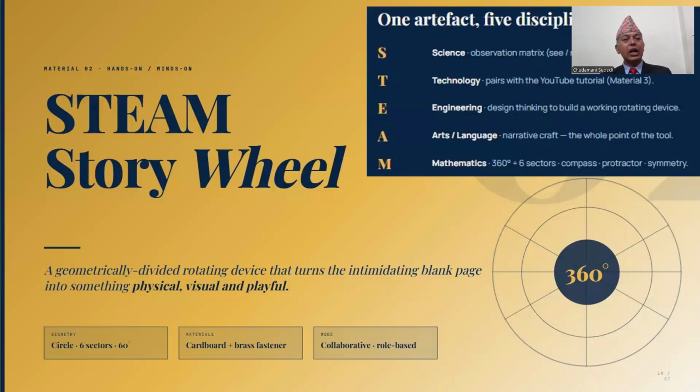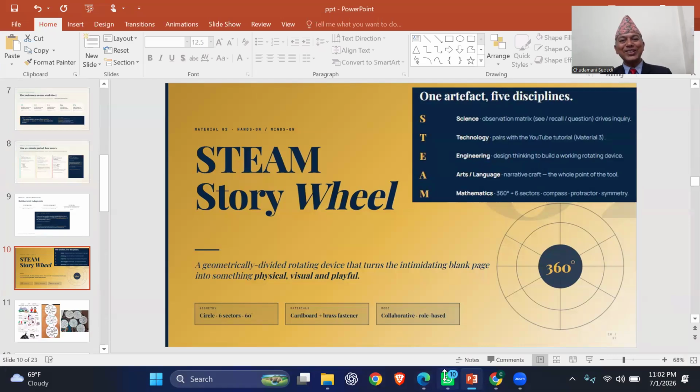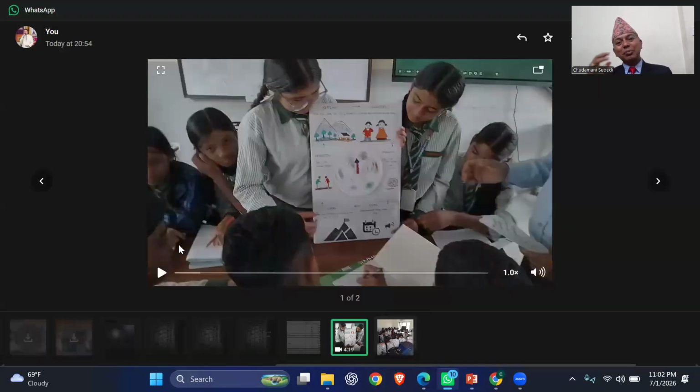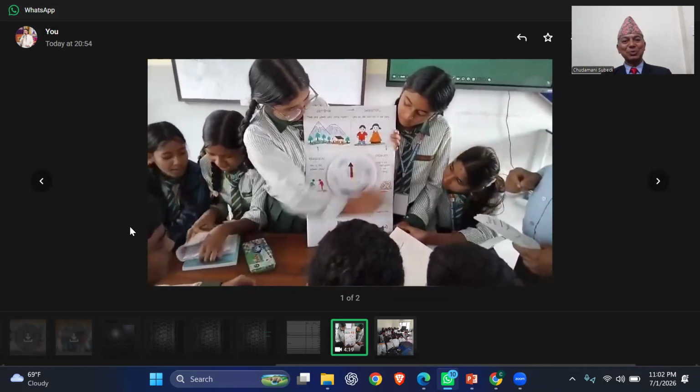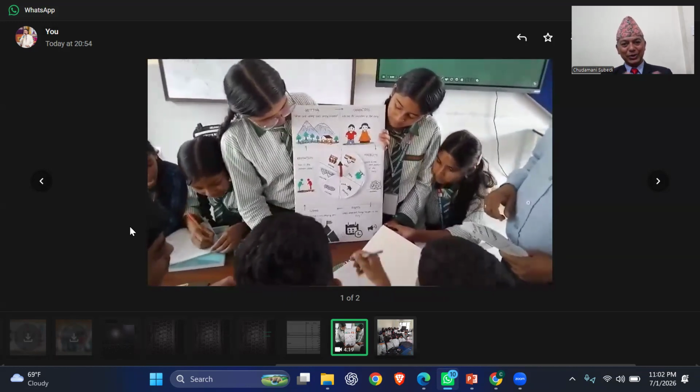The STEM story wheel, a geometrically divided rotating device that turns the intimidating blank page into something physical, visual, and playful. Circle, six sectors of 60 degrees, cardboard plus brass fastener, collaborative, role based. Let's see the STEAM story wheel, which I have developed. Not only I have developed, my students developed it in the maker space. Let's see how the students use it in their classroom. This one is the video you can just observe.